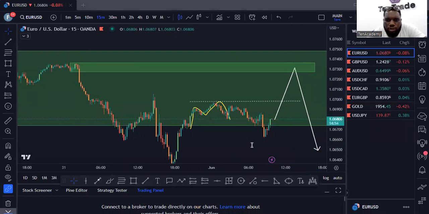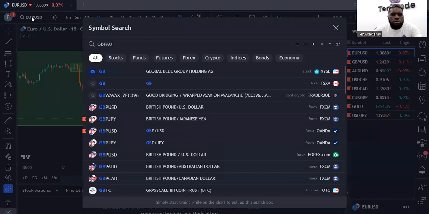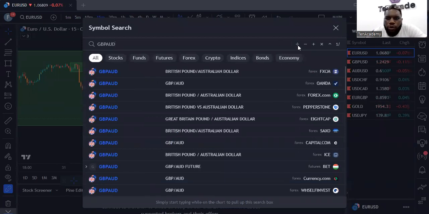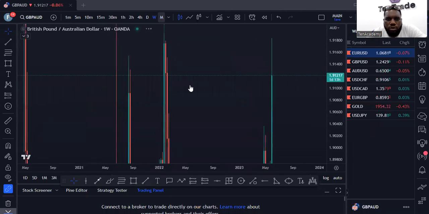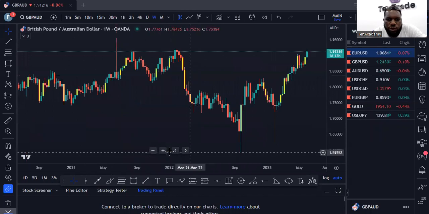Okay, so let's help Chineke Alex out. He's in GBP AED. Let's check out GBP AED real quick. We have a comrade in the trade. So let me check out what's going on the weekly time frame.